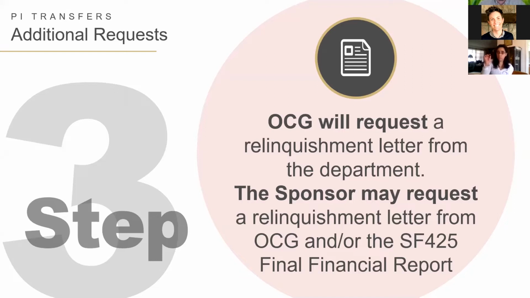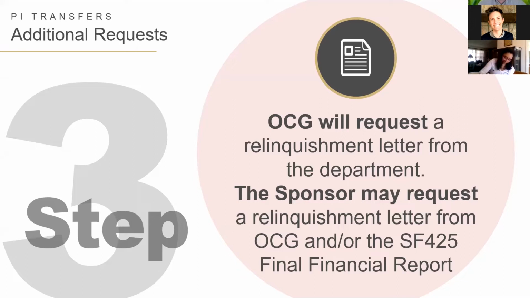We're also possibly going to need to submit a relinquishment letter to the sponsor. If the sponsor does request that, it's going to come from OCG to the sponsor. That will be drafted by the officer, and we'll confirm all the figures before we submit it. And then the other thing that's probably going to be needed on most federal awards is the FS 425, which is the final financial report.